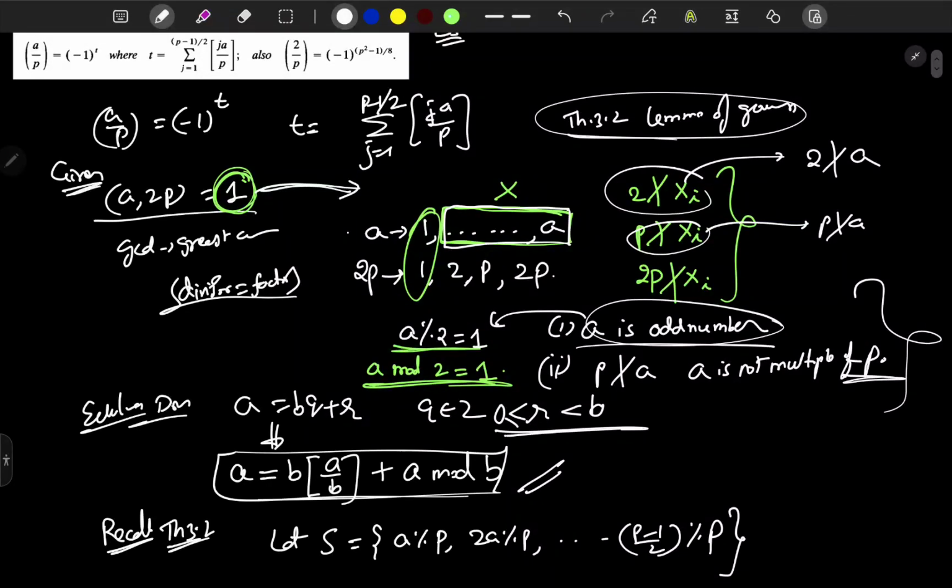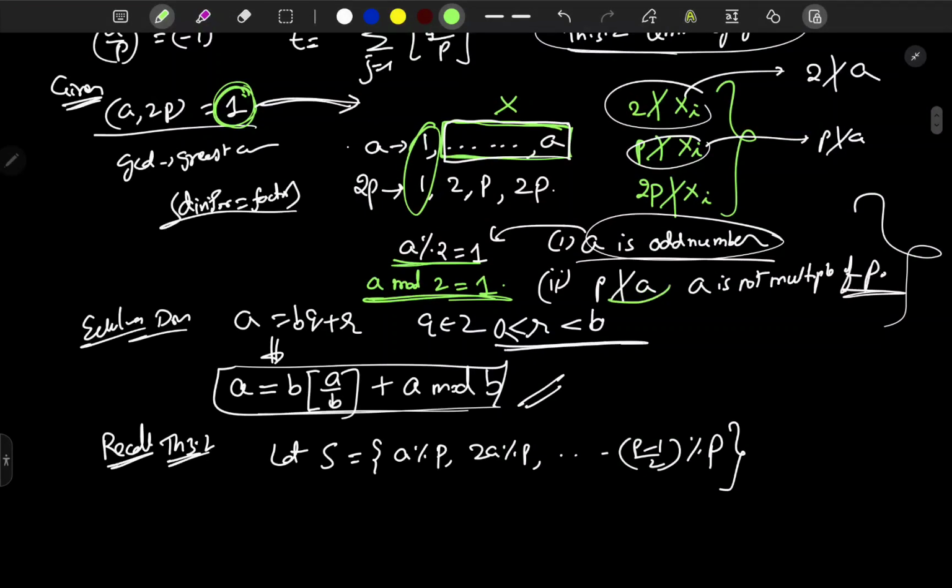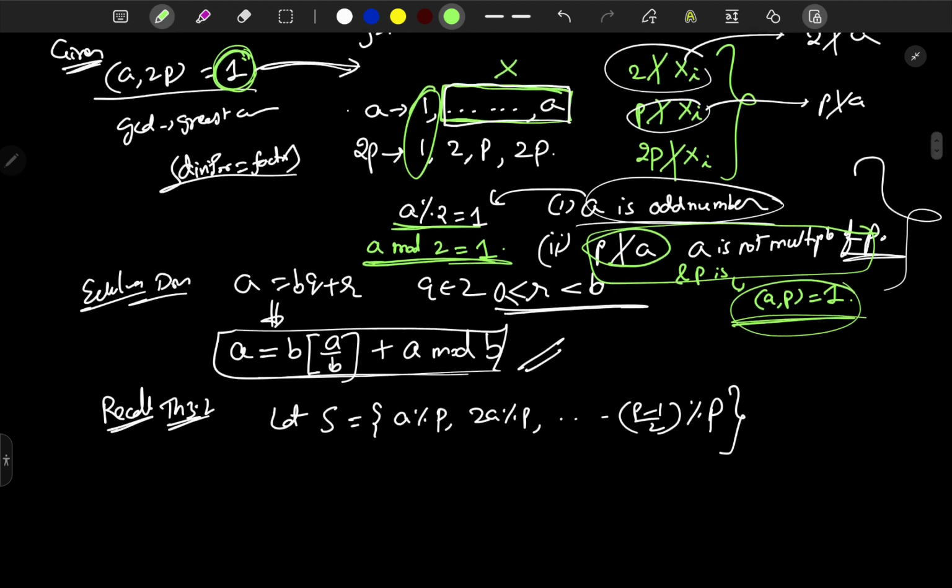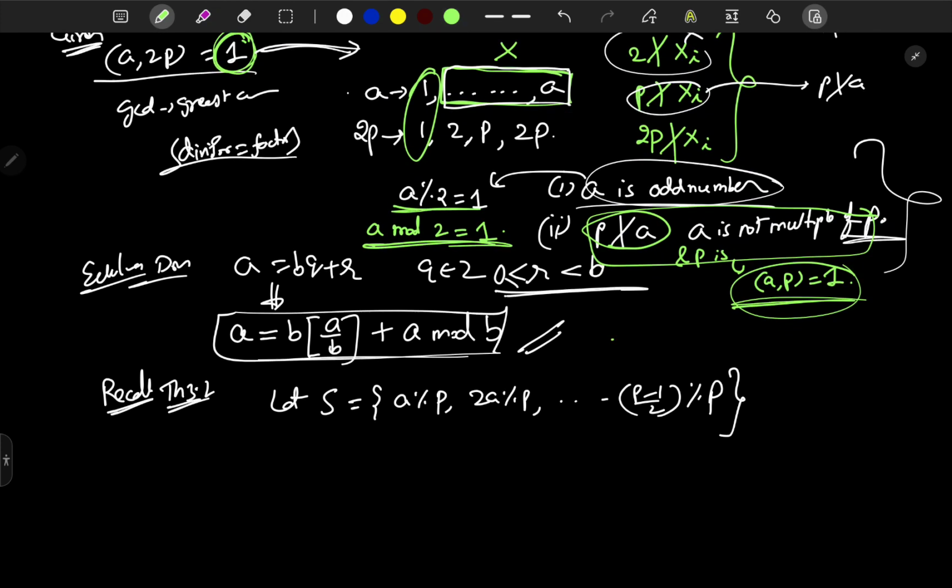Did you observe one good thing, that p doesn't divide a and p is a prime number? So can we conclude from these two that GCD of a comma p equals 1? Yes, it is true. GCD of a comma p equals 1. So if I know GCD of a comma p equals 1, what is the meaning of that?